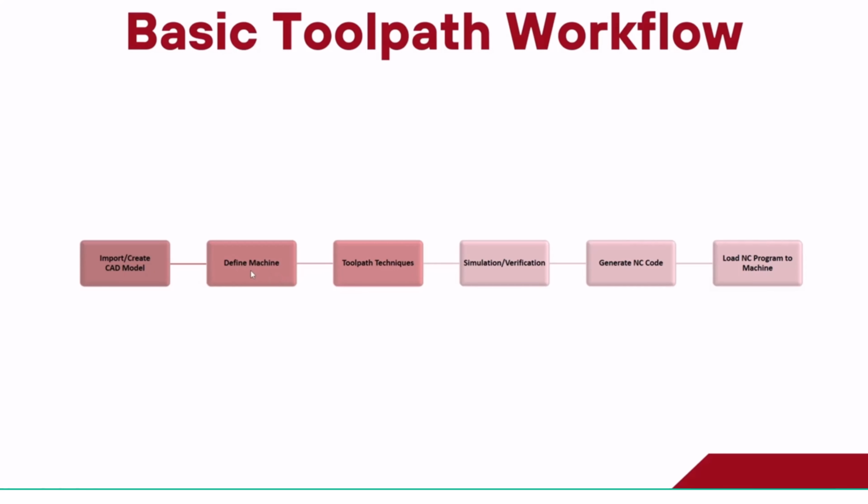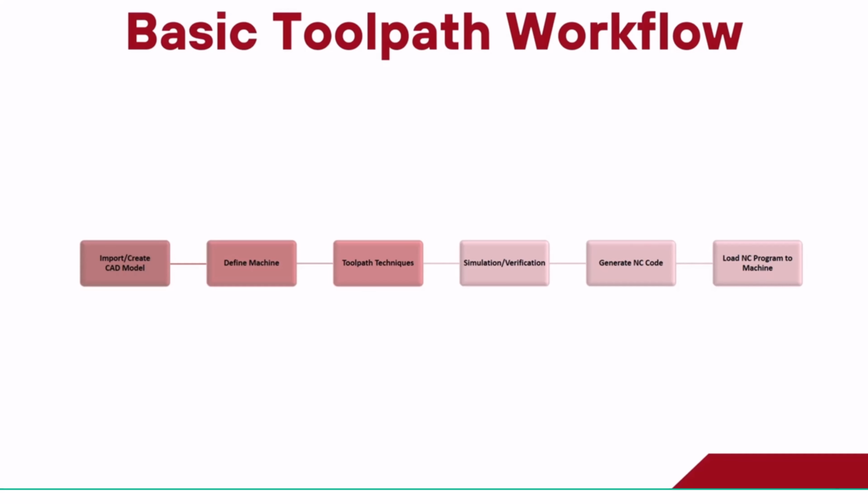Then after defining the machine, we have to set our toolpath techniques. For all machines, after defining the machine, whether it's a lathe machine, the toolpath techniques will be different from milling machine toolpaths. For example, if I have a milling machine and the model is related to the milling machine, then the toolpath techniques will definitely be regarding the milling machine.